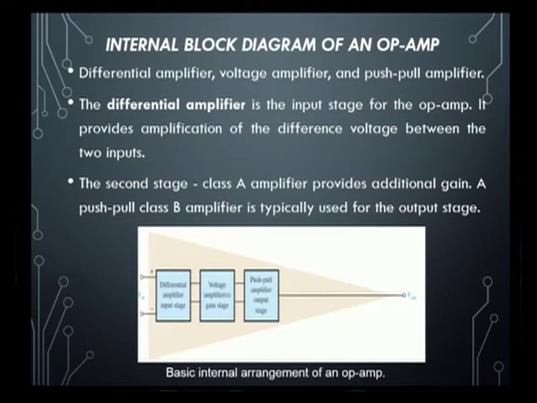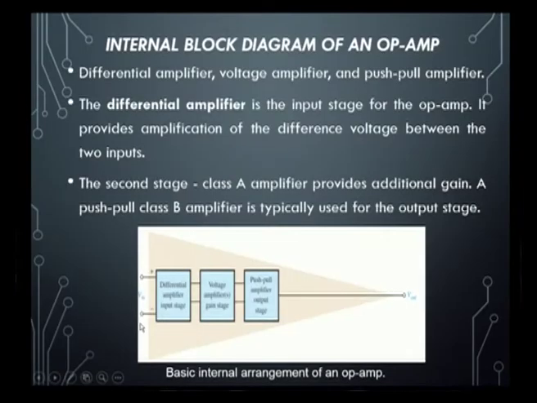So, next we move on to the internal block diagram of an op amp. That is what the symbol represents, the abstract. There may be internal circuits inside, like transistors, resistors, everything will be there. So, what does the op amp exactly contain inside it?